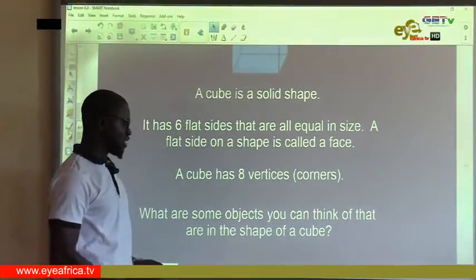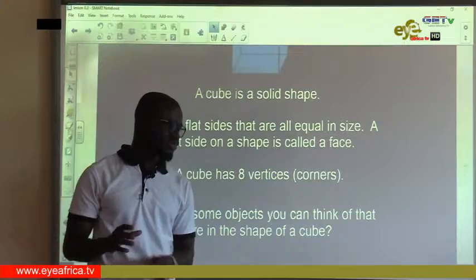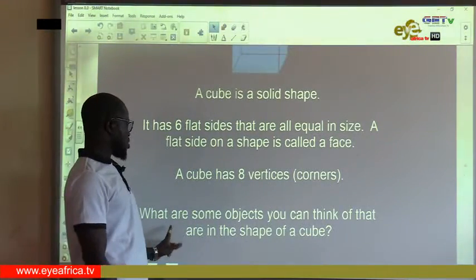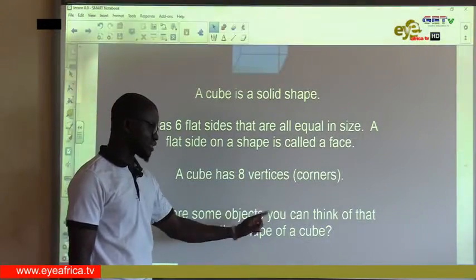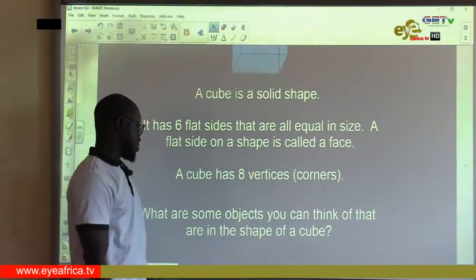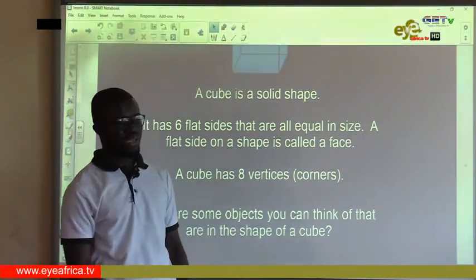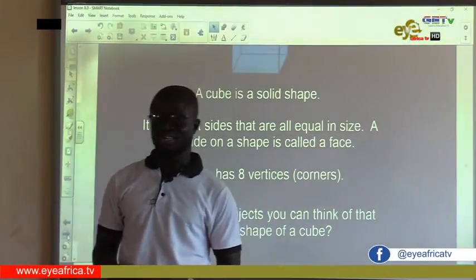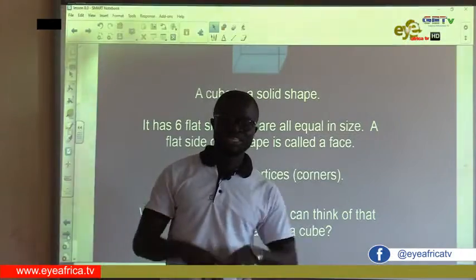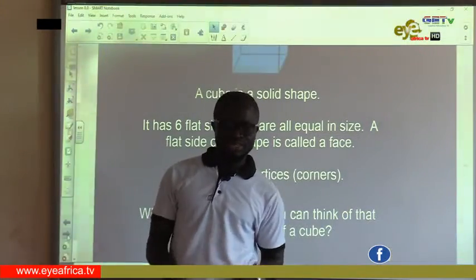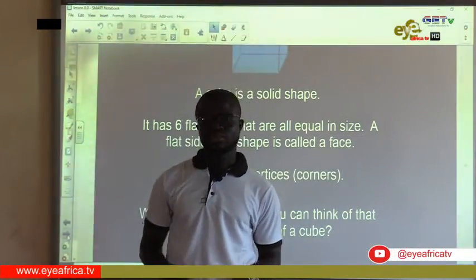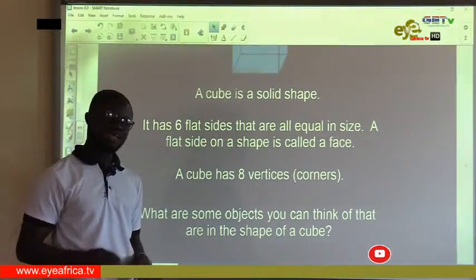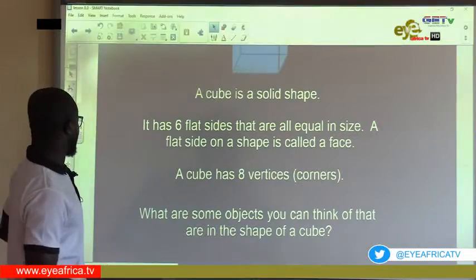The next thing I'm going to challenge you with is I would like you to take these seconds to tell what are some objects you can think of that are in the shape of a cube. Can you look around your households and tell what other objects we can term as cubes if they have the features of a cube? Okay, now let's move to the next slide and see what we have.